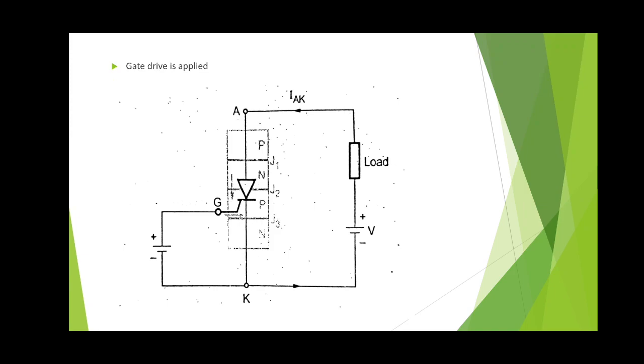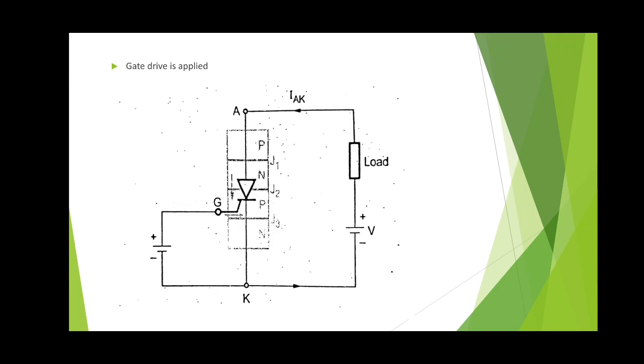Next we go with when gate drive is applied. So when gate drive is applied, we can see the diagram. We apply voltage between gate and cathode, and the anode and cathode are forward biased. So the figure we can see. This is when gate drive is applied.